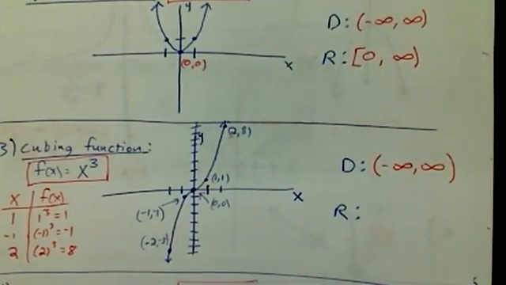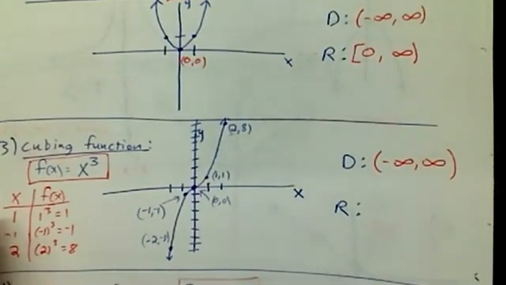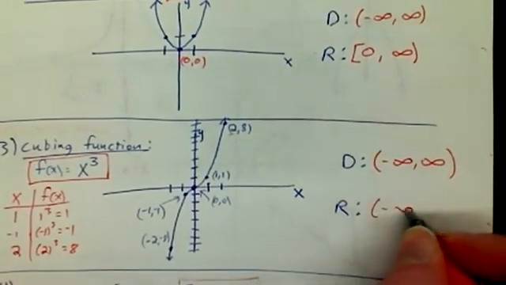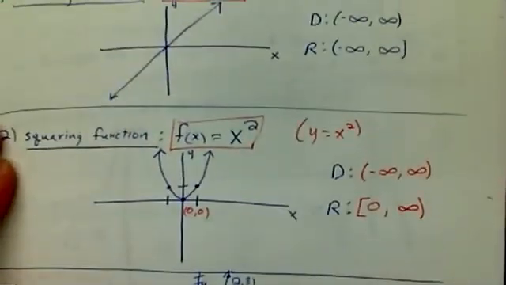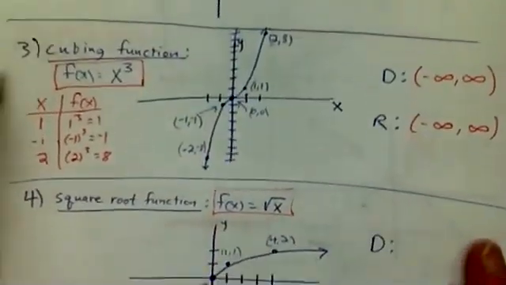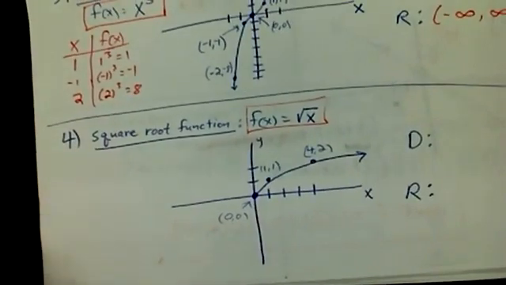The range, this thing goes down forever, it also goes up forever, and there's no breaks in here, okay? So the range is also -infinity to infinity. All 3 of these so far have also been continuous, at least on their entire domains. Fourth one, the square root function. f of x equals the square root of x.